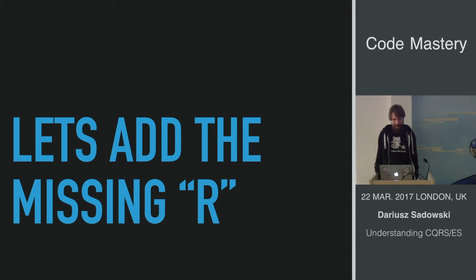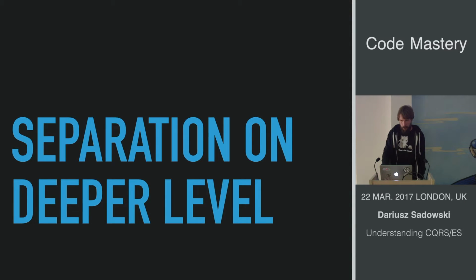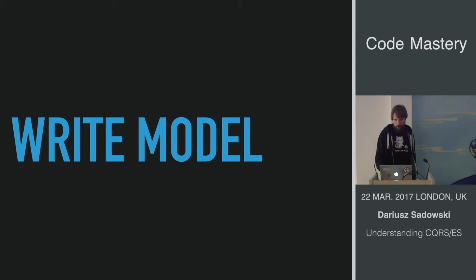So let's add the missing R from CQRS. CQRS talks about separation on a bit deeper level, where we have separation not only on the business logic side, but also on the model side. So we are basically splitting the application into two databases, a write database and a read database. Event sourcing is one thing, but let's start first with the write model.